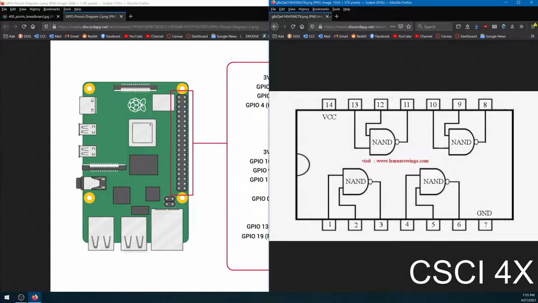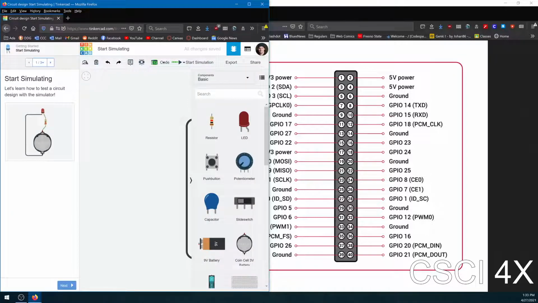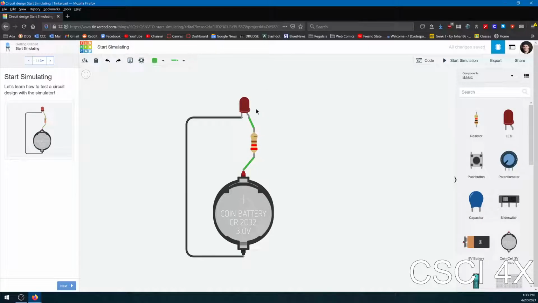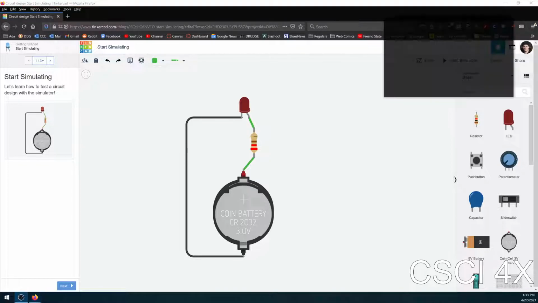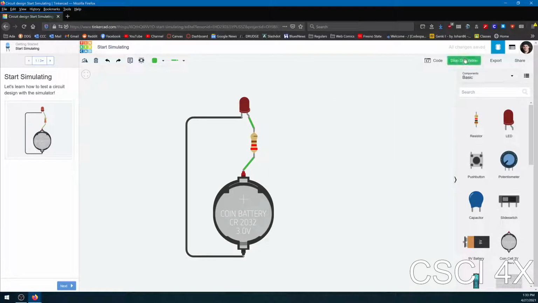You guys understand soldering? With breadboards you don't need to solder, but if you want, you can solder things together and then make them permanently attach to each other. Metal glue. Okay, start simulation.